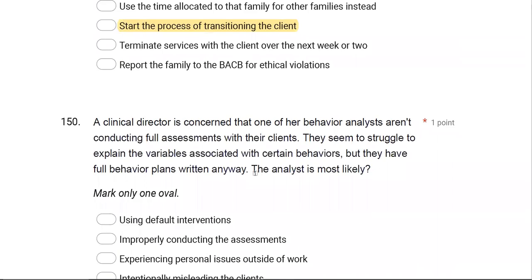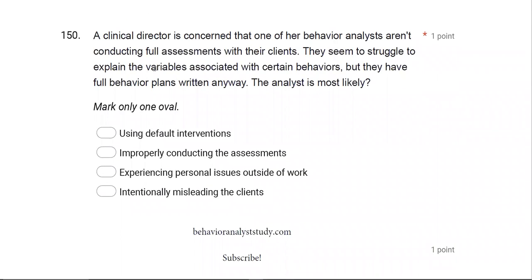the client. And then finally, 150, a clinical director is concerned that one of her behavior analysts aren't conducting full assessments with their clients. They seem to struggle to explain the variables associated with certain behaviors, but they have full behavior plans written anyway. The analyst is most likely doing what? Now, there's a very specific answer here. What is occurring with this analyst?